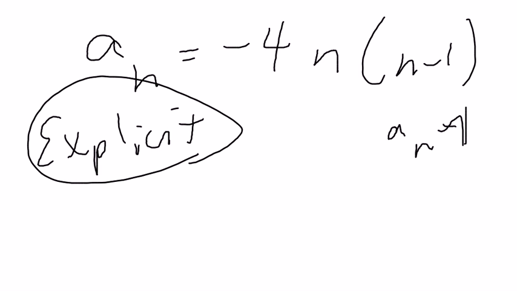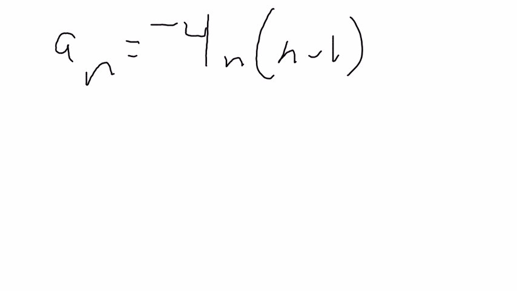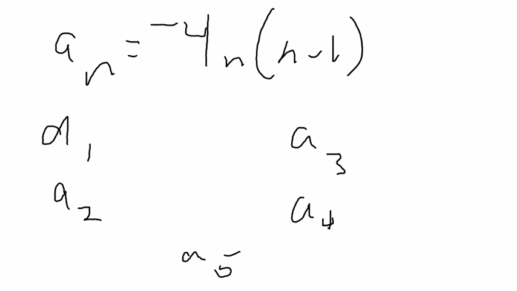And then it says find the first 5 terms of the sequence. So what we can do is take this, a_n equals negative 4n times n minus 1. We could find our first 5 terms by substitution. So we have a1, a2, a3, a4, and a5. I need that too. Okay, so what's a1?